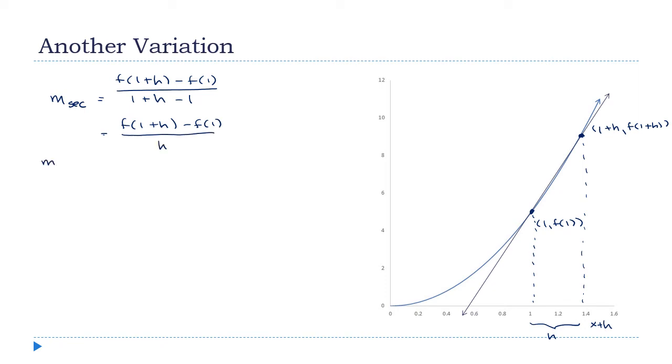Now, to get to the tangent line, I'm going to take a limit again, just like I did before. Only now, what I want to do is let h get really small, because as h gets smaller and smaller, closer and closer to 0, the 2 points get closer and closer together. So I'm going to do the limit as h approaches 0 of f of 1 plus h minus f of 1 over h. And if you evaluate that limit, I'll actually leave that to you for practice. If you evaluate that limit, you should end up still at 9.8.